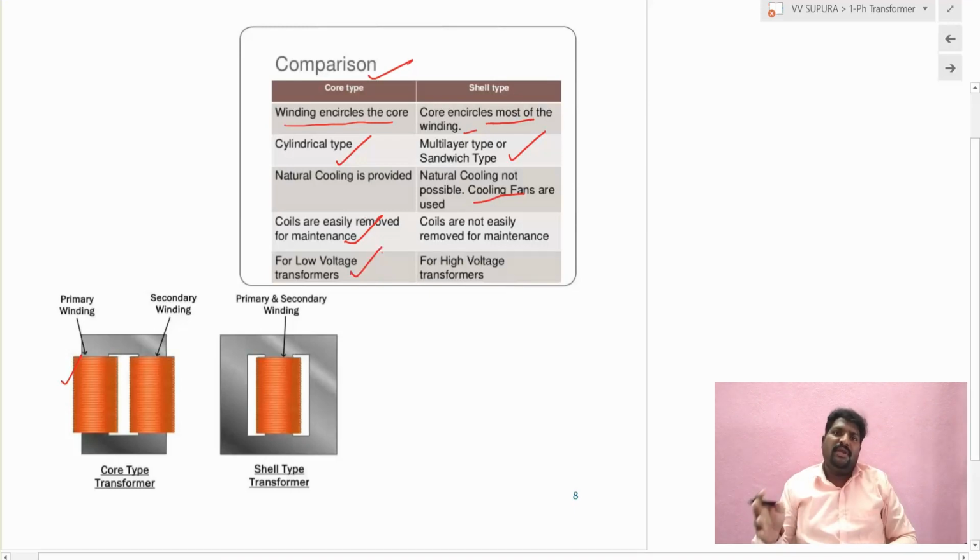When the voltage levels are very high, 132 kV or above, we can use these shell type transformers.